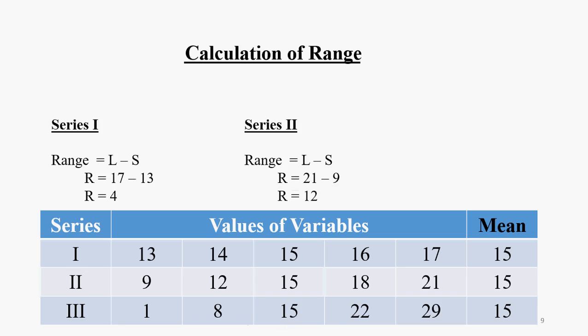Same way if we do for series 2, the largest value is 21, smallest is 9. When you find the difference, range will be 12. Same way for series 3, largest is 29, smallest is 1. Range will be 28. So this is an absolute measure. So I hope you know how to calculate range. By using this formula, series wise we need to calculate like this. So step number 1, I hope it is clear to understand.